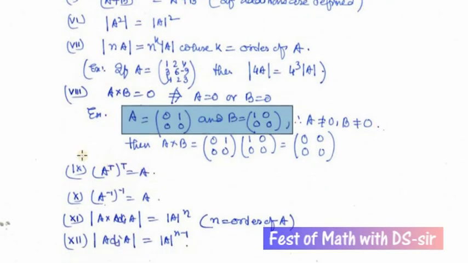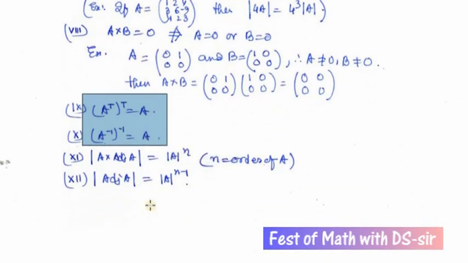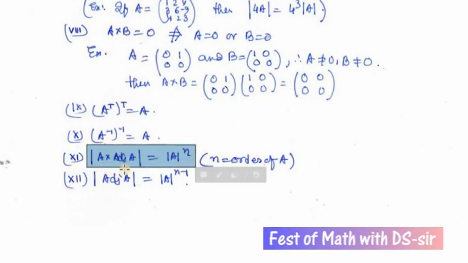Next, two very obvious results. A transpose of A transpose is A. Inverse of A inverse is A, because from the definition it follows that if A into B is equal to B into A is I, then A and B are inverse to each other. Now, a beautiful result: A into adjoint A and det of A into adjoint A.